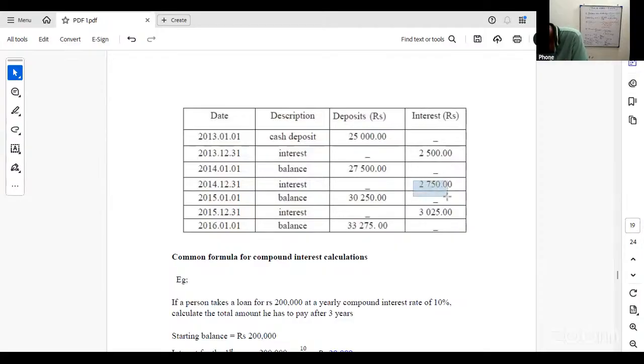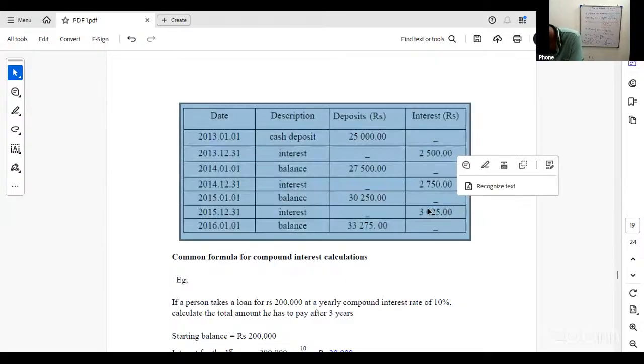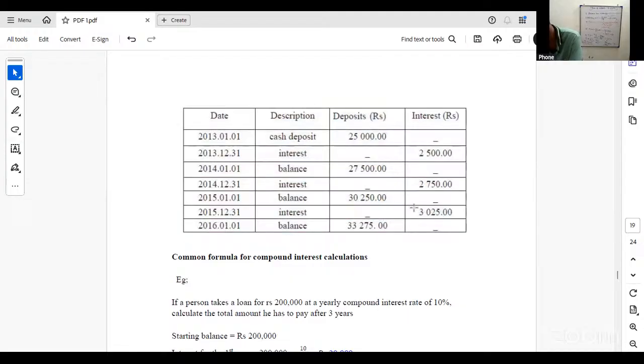At the end of the year, you get this interest amount. Now this amount will be added to this balance, and it will go as the new balance for the next year. Here it's 27,500 plus 2,750, which will go as 30,250 as the new balance for the next year, 2015 January 1st. Then at the end of the year, again you get an interest. Same thing: for the 2016 starting balance, this one plus this one will be the new balance, which is 33,275. So this is how compound interest works.